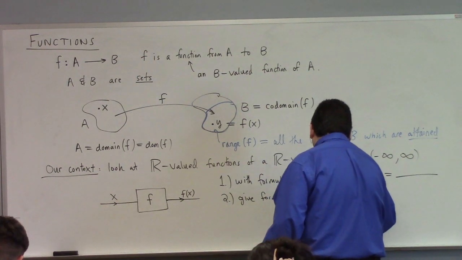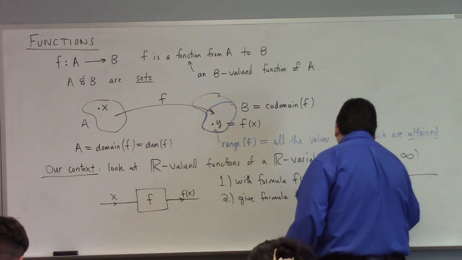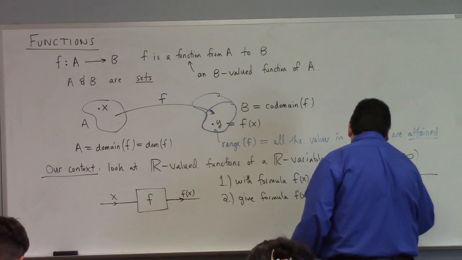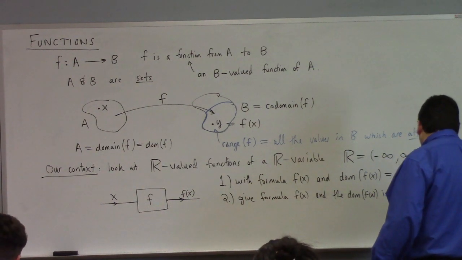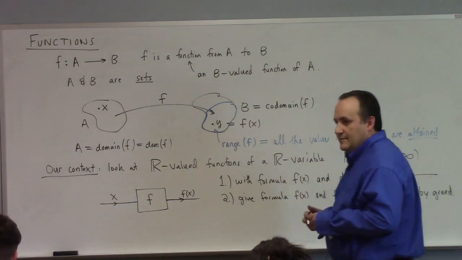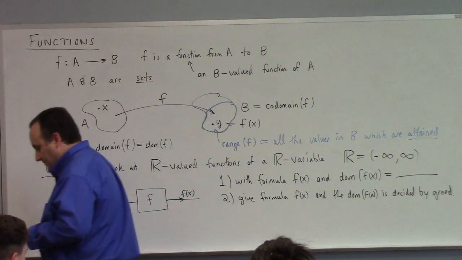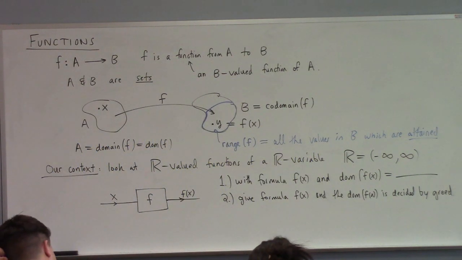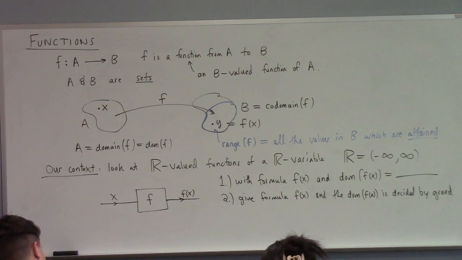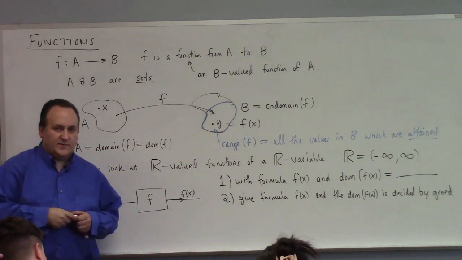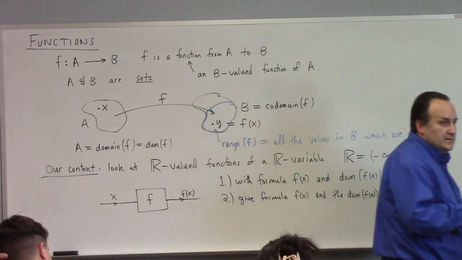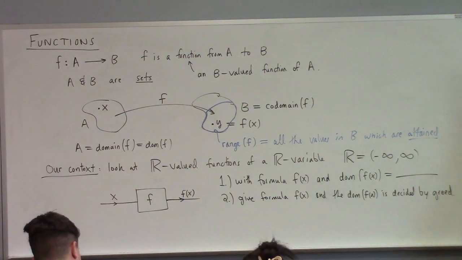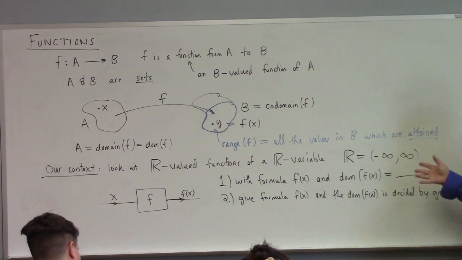And the domain of f of x is decided by, let's say, greed. What kind of greed am I talking about? Number greed, in the sense that we want all the numbers we can have. So you define the domain of the function as the maximal set of x's which make the formula make sense. That's oftentimes the default domain.